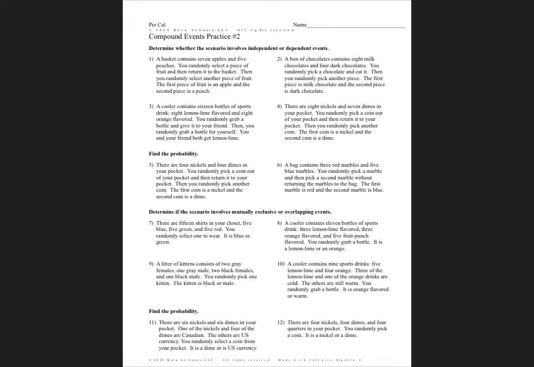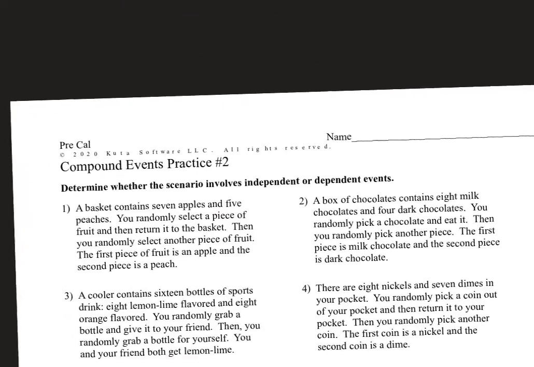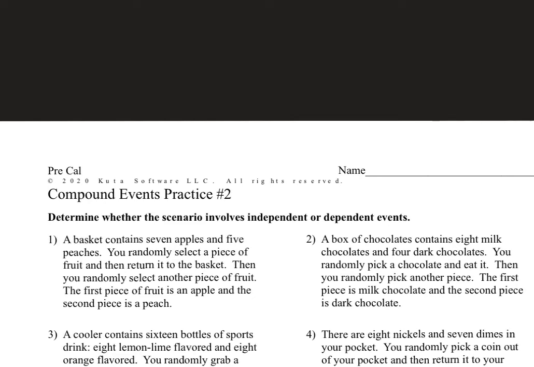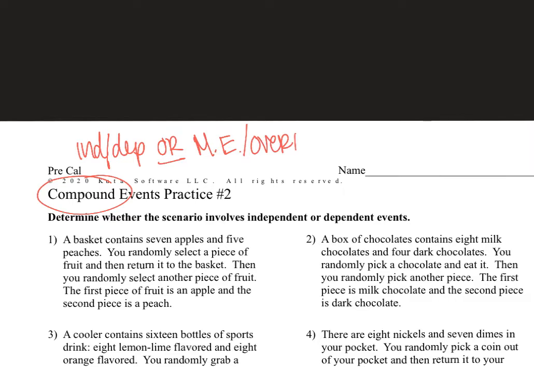All right, here is one of the quiz reviews. This is compound events. So independent, dependent, mutually exclusive, overlapping. Okay, so I'm going to put that on top. So every time you see compound events, you're going to be choosing between whether it is independent, dependent, or if it's mutually exclusive or overlapping.